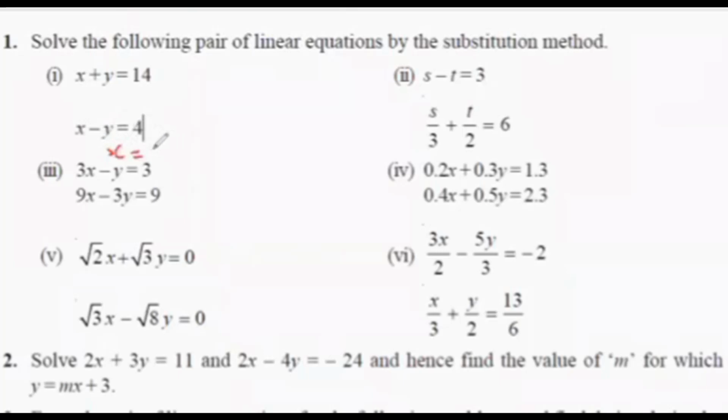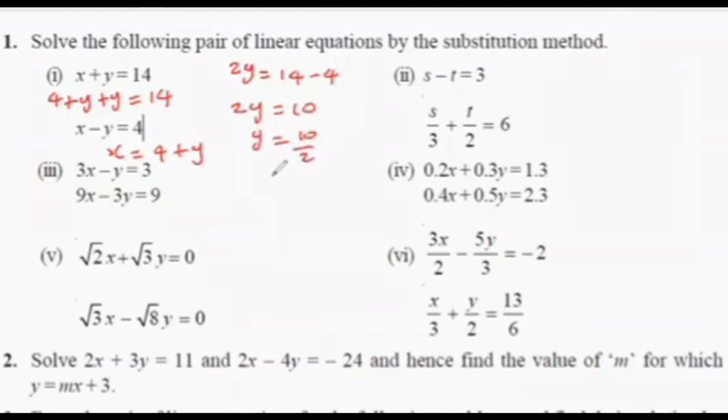y to the right side, it will become plus y, that is 4 plus y. Now substitute x is equal to 4 plus y in equation number 1. It will become 4 plus y plus y is equal to 14. That means 4 plus 2y is equal to 14. The plus 4 you can move to the right side. So 2y is equal to 14 minus 4, so 2y is equal to 10. So y is equal to 10 by 2, that is 5.